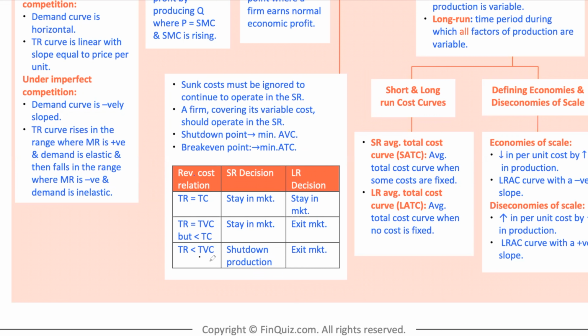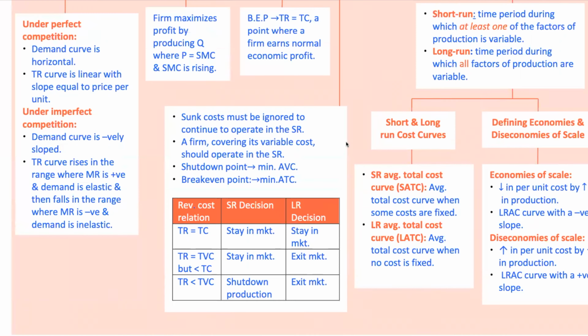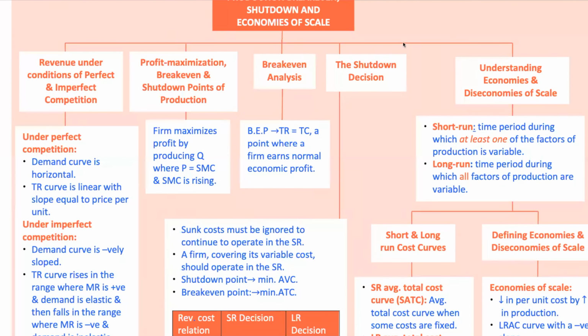If the price of cakes falls below the bakery's average variable cost, it should shut down temporarily to minimize losses. However, if the bakery expects the market conditions to improve, it might continue operating despite the losses, hoping to recover in the future. Moving on to economies and diseconomies of scale.